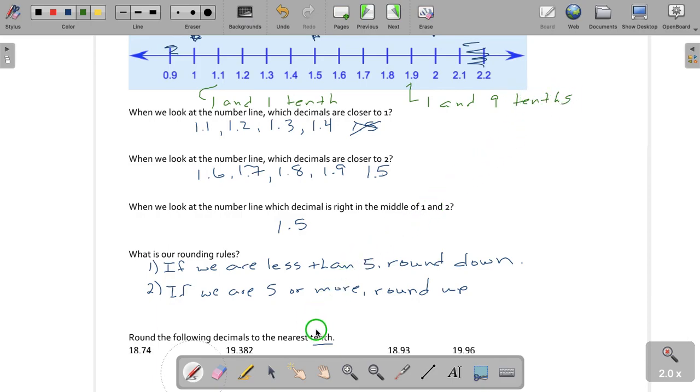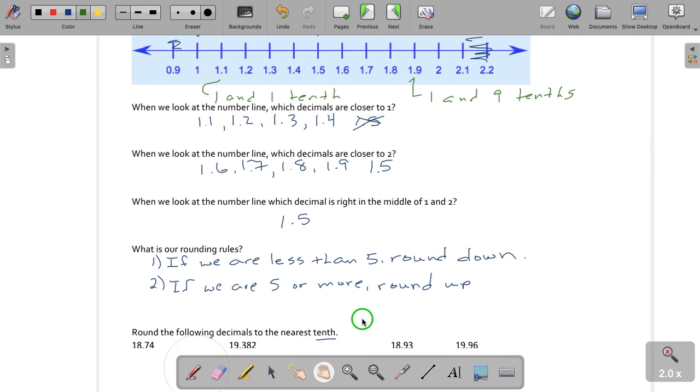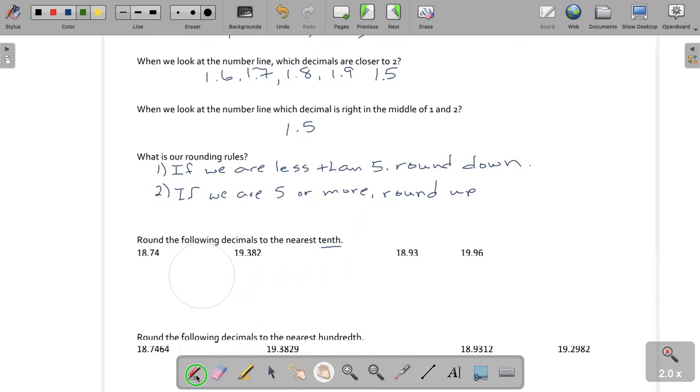So you have to know that if you're asked to round to the nearest tenth, you do this a lot in science class, we've got to know that we're rounding to the nearest tenth. So the first thing we want to do is look at which number is our tenth. And our tenth is that number right there. It's that 7. That's what we're going to round to. So I know my answer is going to be 18, and then a decimal point, and there's going to be one more number here. And that number is either going to be a 7 or it's going to be an 8. So we have to look at that 4.